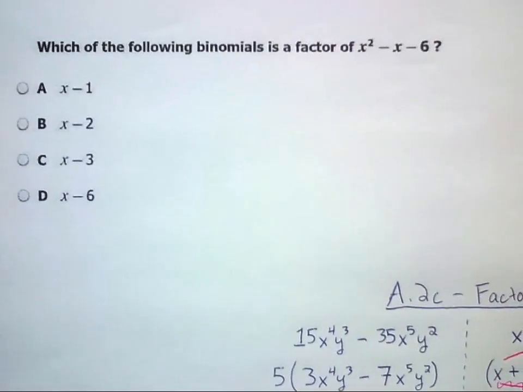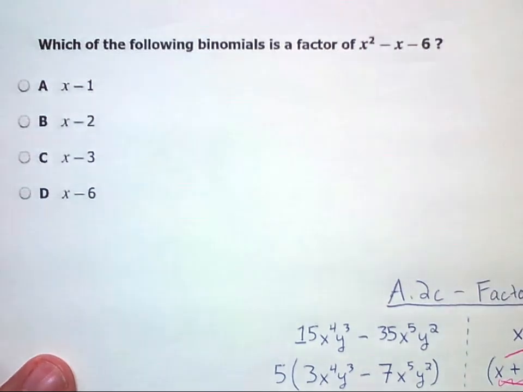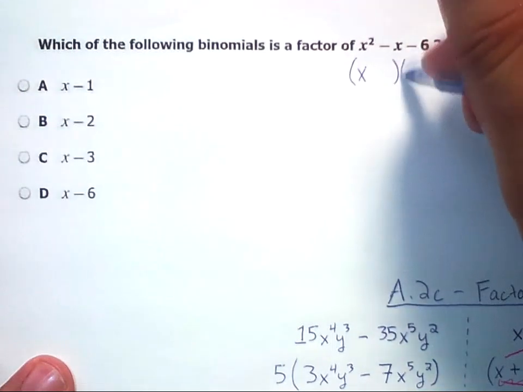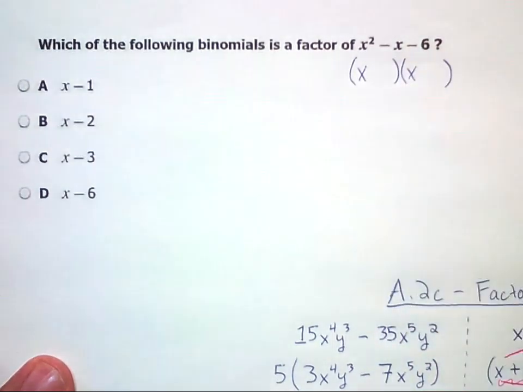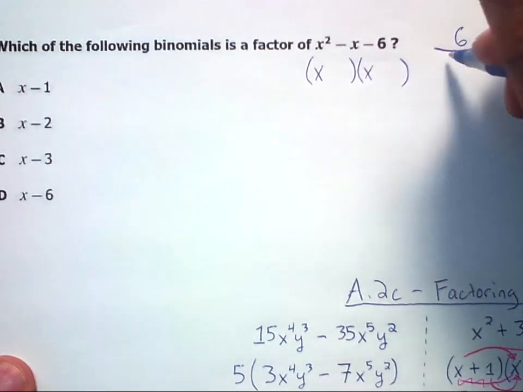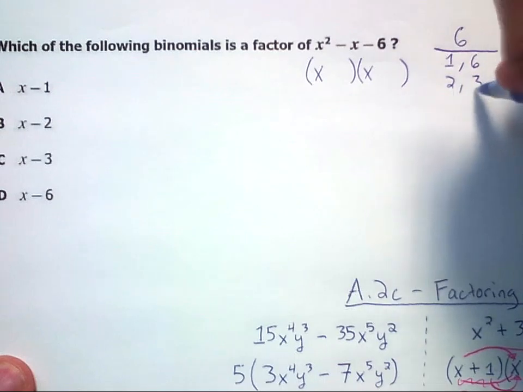Let's take a look at an SOL problem. Which of the following binomials is a factor of x squared minus x minus 6? All right, you can't take any x's out and you can't take any numbers out, so we're going to go ahead and just start trying to break it down into the 2 binomials. All right, factors of 6. There are 2 sets of factors. There's 1 and 6, and then there's 2 and 3.